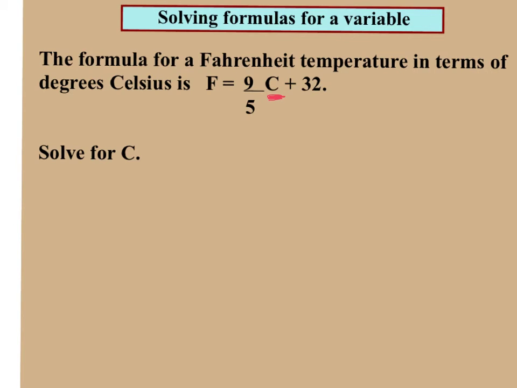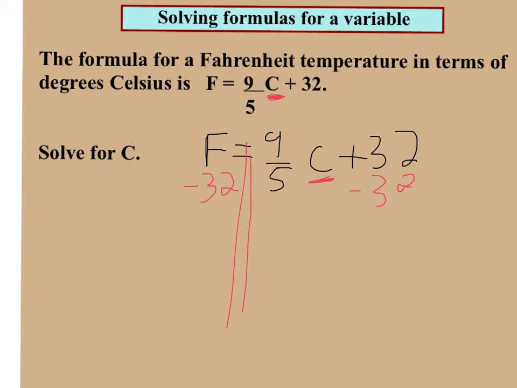Underline the variable we want. Next, I'm going to do the order of operations backwards. Well, I see that this 9/5 is multiplying to C, and this 32 is adding to C. So I'm going to do order of operations backwards. I'm going to minus 32 from both sides. So I minus 32, and when I do that, there's my railroad tracks. This cancels. On this side here, I'm going to write that nicer. I'm going to write F minus 32.